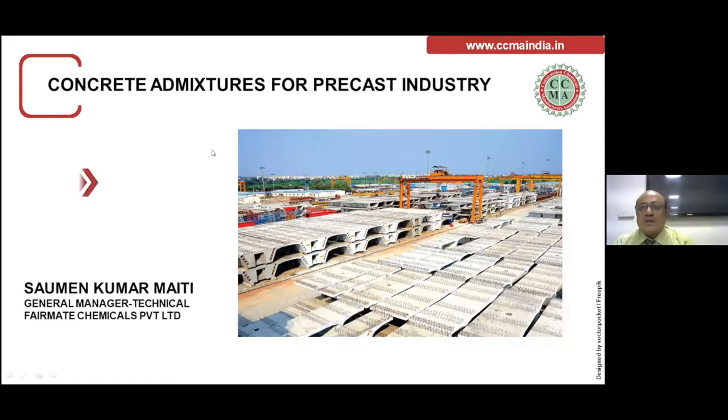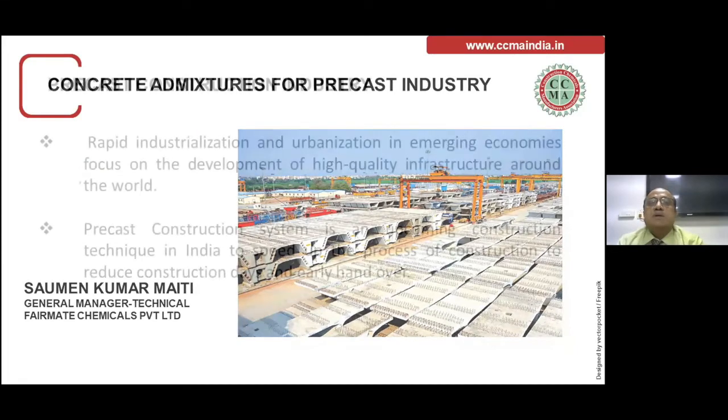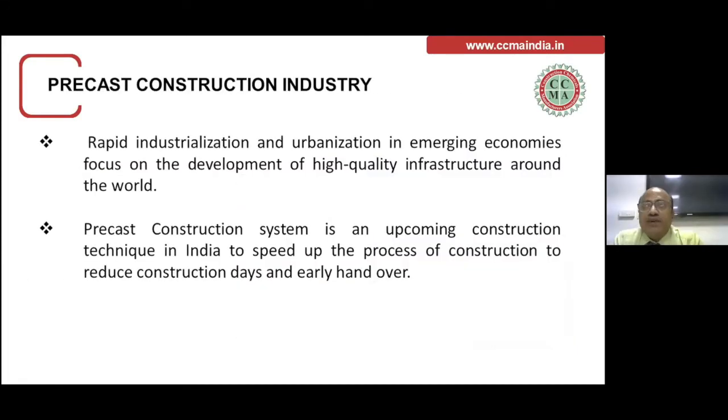First we have to understand why precast is so popular in India right now, and not only in India, globally. Globally, precast is very popular. Why? There are several reasons. Compared to cast in situ concrete, the precast industry is much more popular. The number one reason is rapid industrialization and urbanization in emerging economies for the development of high quality infrastructure. For this, precast concrete is one of the essential parts nowadays.